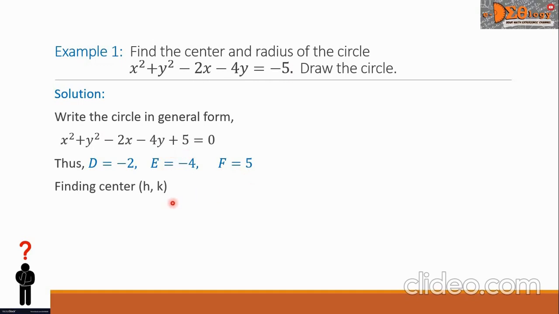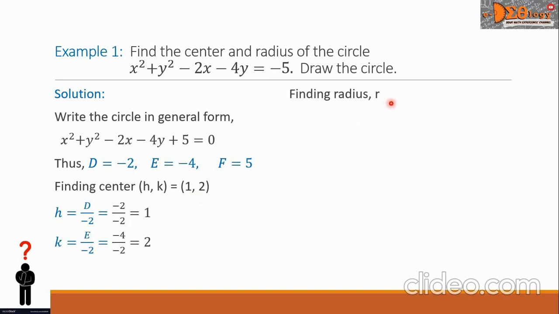Let us now find the center (h, k). Let's begin with the h, and that is equal to d over negative 2. Our d is negative 2 here, so this is now equal to negative 2 over negative 2, and the quotient is positive 1. This is the value of h. For the k, this is equal to e over negative 2. Substituting the value for e, which is negative 4, we have now negative 4 over negative 2, and the quotient is positive 2. So in here, our center is (1, 2).